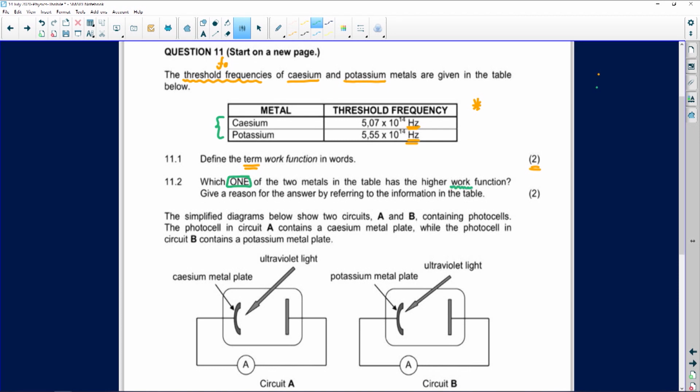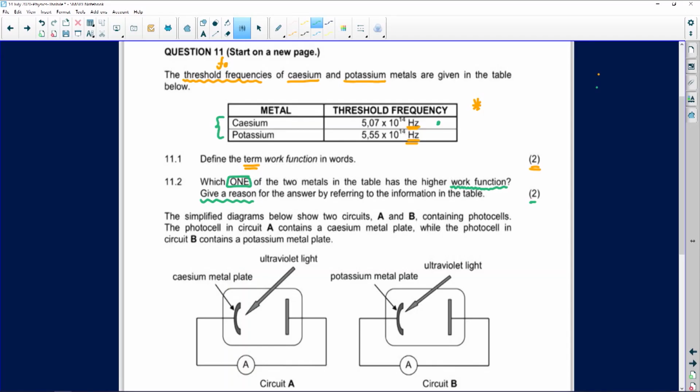Remember, the work function we were just told is the minimum energy required to actually eject an electron. Now, what they've told us is the threshold frequency. The threshold frequency is the minimum frequency that is then required. So between these 2 metals, which one will have the higher work function? Now, I can see that the threshold frequency for cesium is 5.07. But for potassium, it is 5.55. So it means that the work function for potassium is higher than that of cesium.